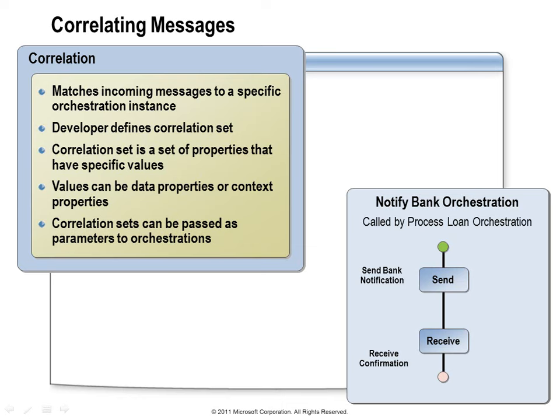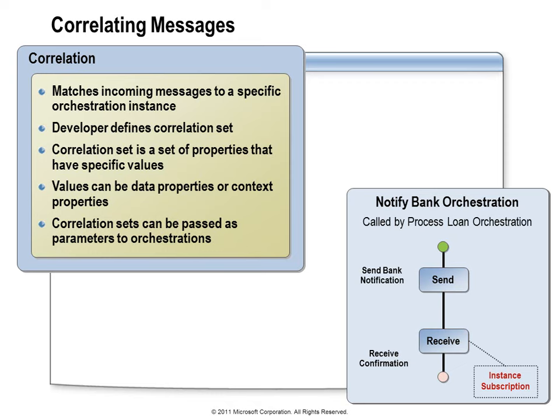And then once you have that correlation set, you need to configure your send and receive shapes to make use of it. So let's take a look at this animation that illustrates all of this. When the right time comes, the orchestration is going to send a message out to the bank, notifying them of this new loan. And with correlation set up, the orchestration engine is going to create what's known as an instance subscription. This receive shape is going to wait for a very specific message coming in.